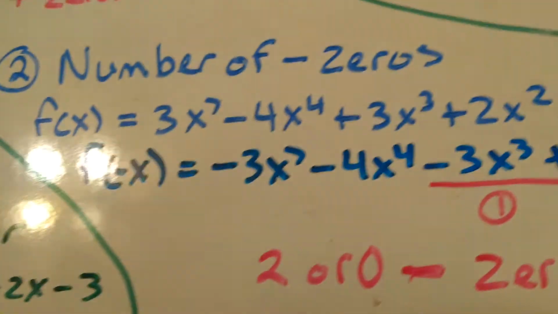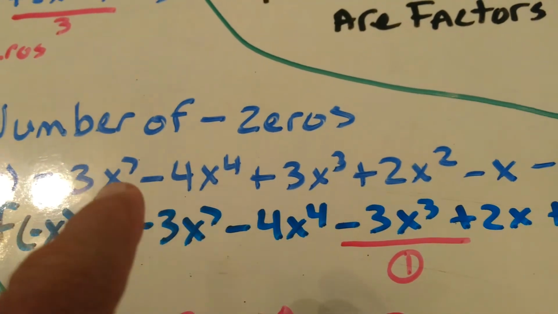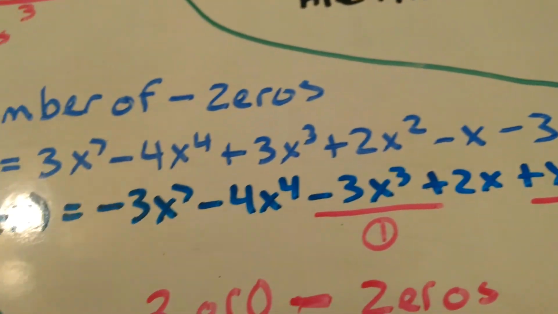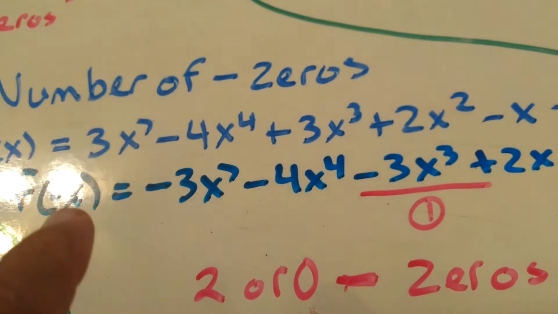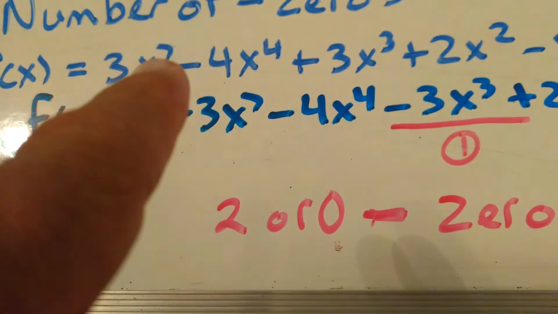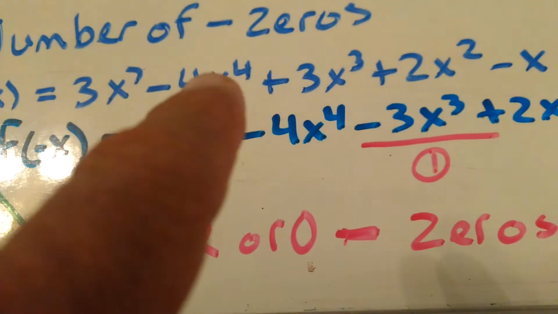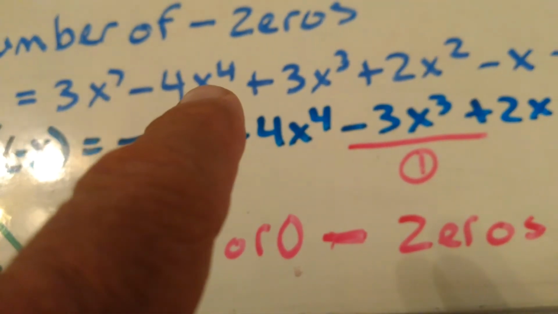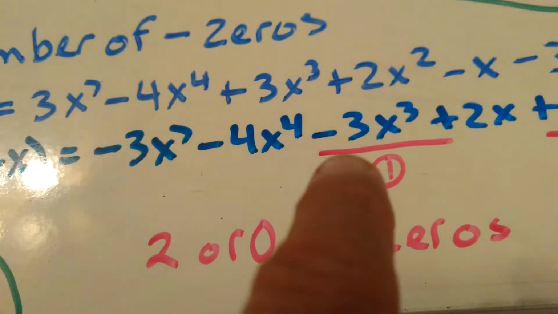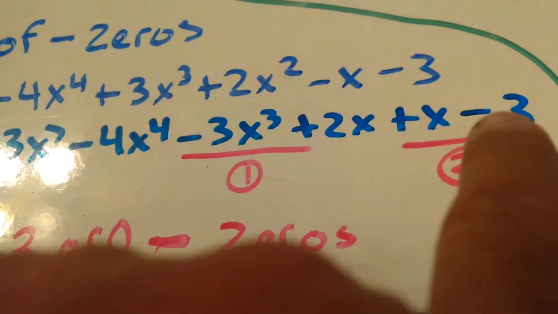Okay? If I want to know the negative zeros, then what I do is I take the original function, same function, 3x to the 7th minus 4x to the 4th plus 3x cubed plus 2x squared minus x minus 3. And I plug a negative x in for the x's. So if I put a negative x in for here, negative x to an odd power is negative, so this is a negative 3x to the 7th. If I put this negative x in here, negative x to an even power is positive, so this stays negative. Put it here, this becomes negative, which changes this sign. Put it here, it stays the same. Put it here, changes sign for the plus x, and then here.